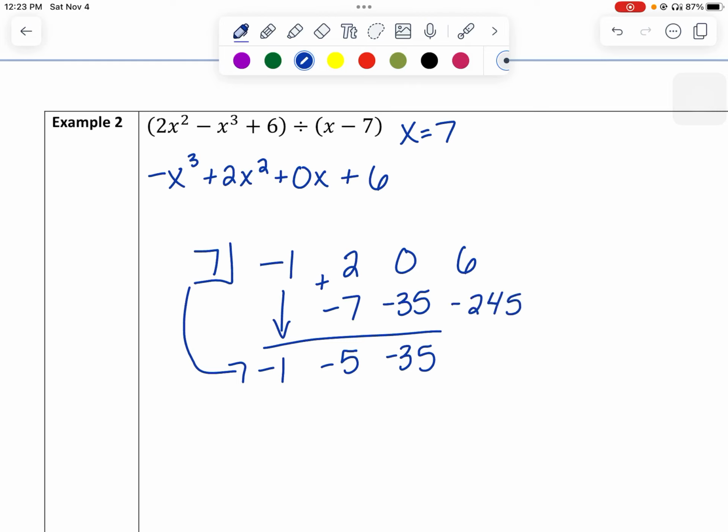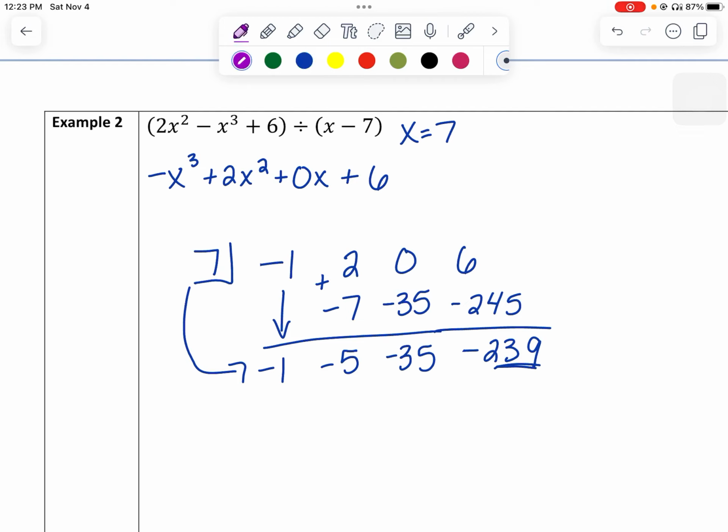And then 245 plus 6, or minus 6, 230, minus 239. Okay. So in synthetic substitution, this was our answer.